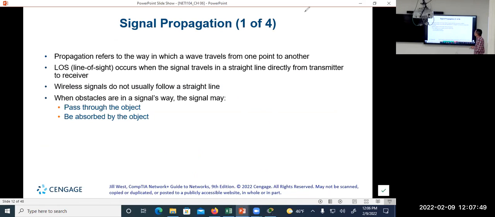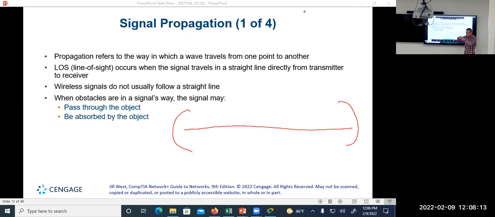Now we have signal propagation. Propagation refers to the way in which a wave travels from one point to another here, and in perfect conditions, you expect line of sight here. Line of sight means you have no obstacle between them, right? So we think about you have one transmitter antenna here, and you have the receiver antenna here. This is line of sight because you can see directly between them, with no obstacle here, right?